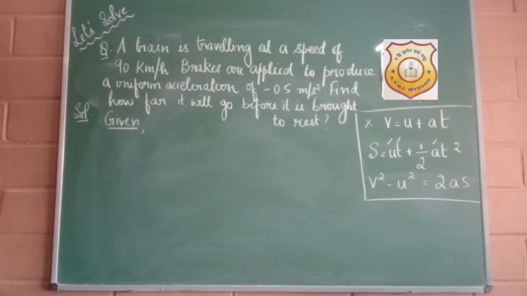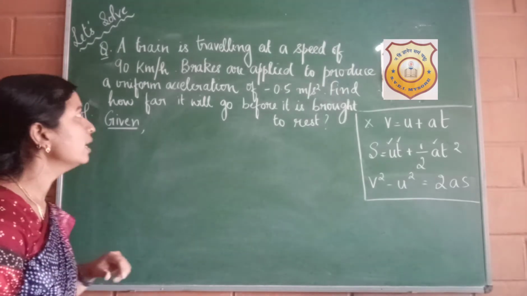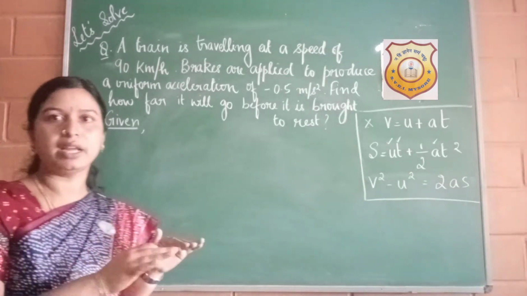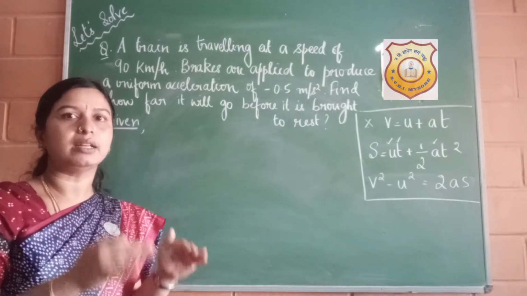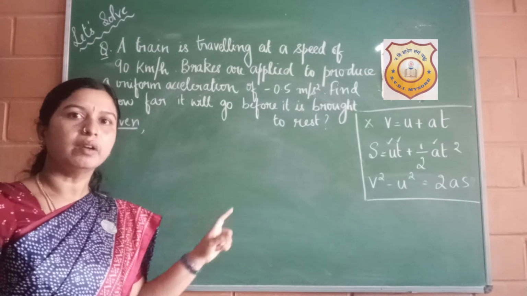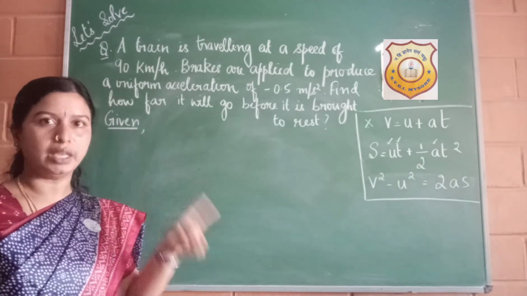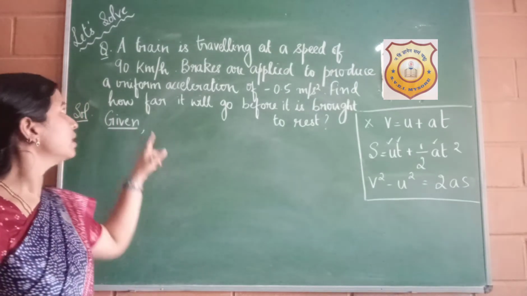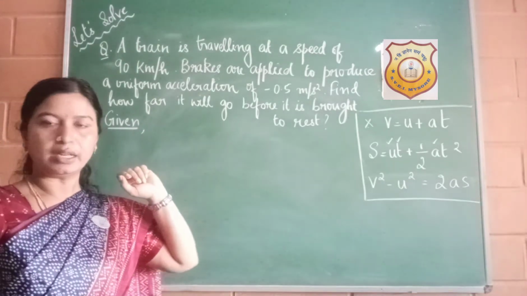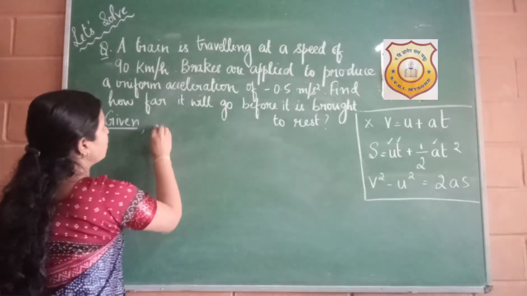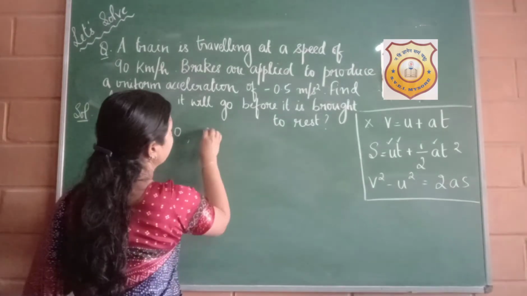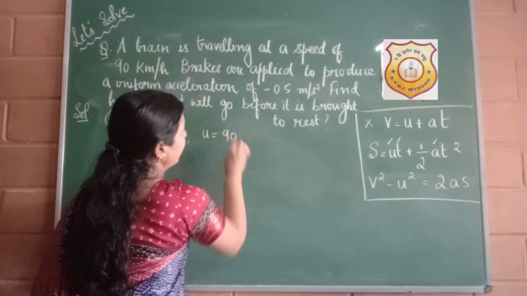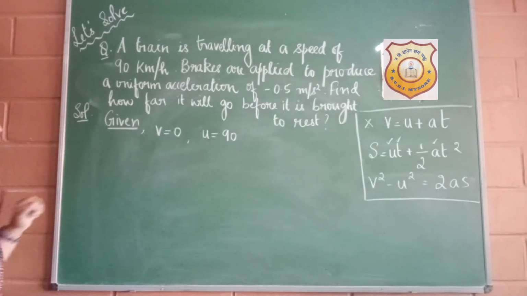Speed of 90 km per hour, brakes are applied. Which means that the train is now moving with a speed, and then after the brakes are applied, it is going to stop. So here the final velocity will be 0 and the initial velocity will be 90 km per hour. So we will write v equal to 0 and u is 90 km per hour.